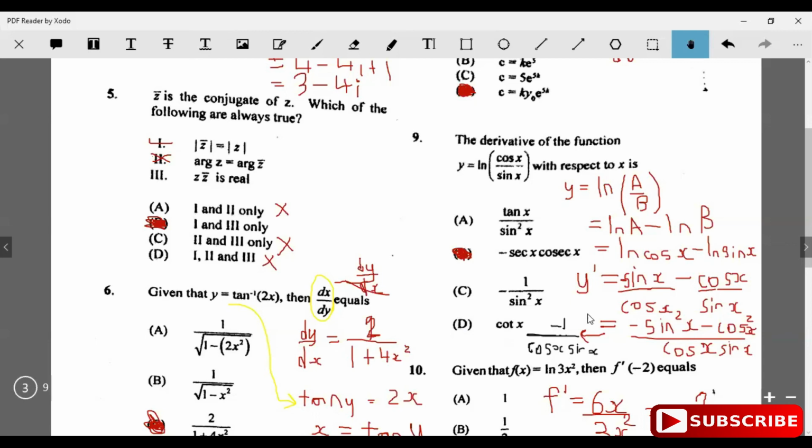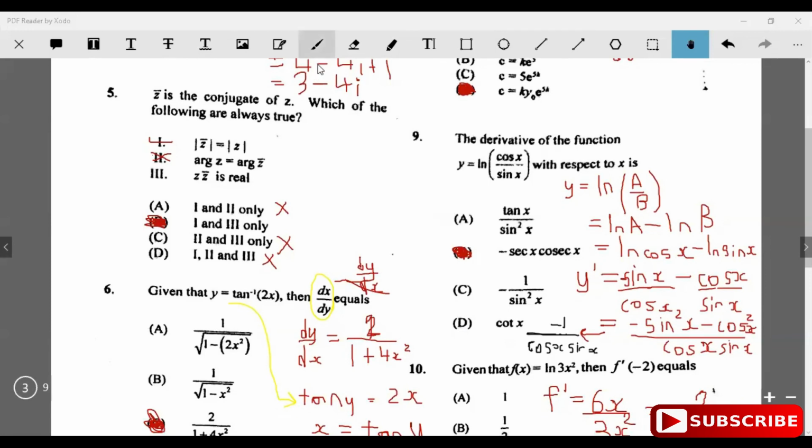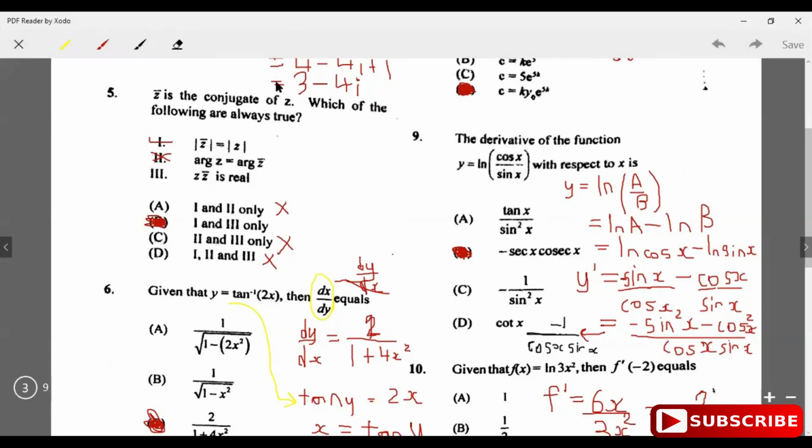And then this part now, I can always write minus 1 as minus 1 times 1. And then the minus 1 over cos x would have been minus sec x, and then the 1 over sine x is cosec x. So the answer is minus sec x cosec x. Okay. And then she disappeared.